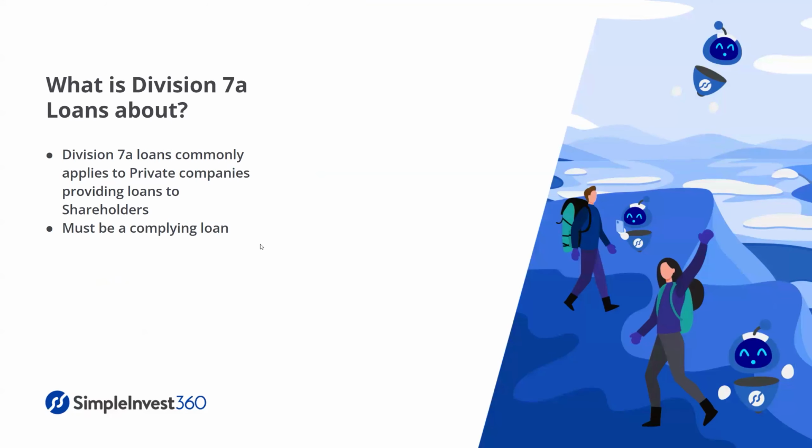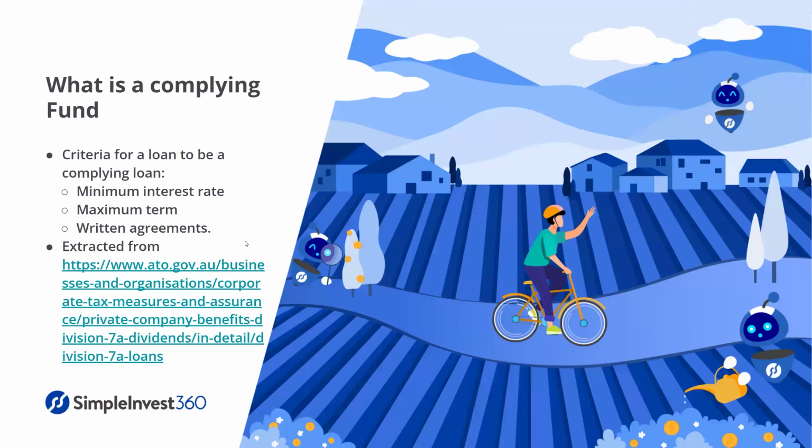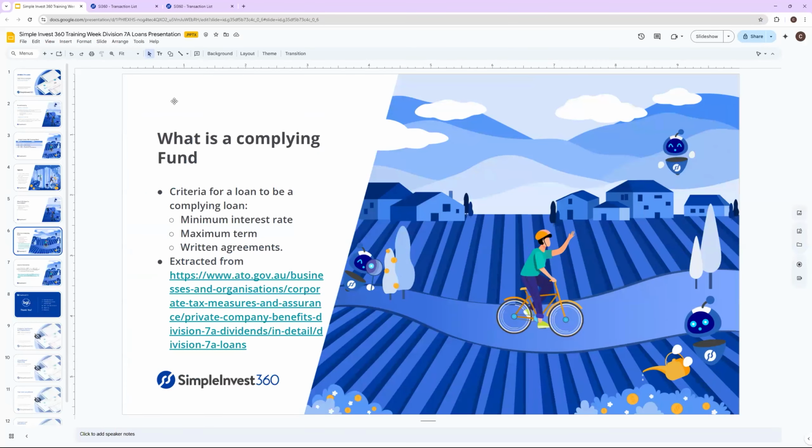But first, what is Division 7A loans about? It's basically just private companies providing loans to their shareholders and how you must account for it. So, as it says there in the top point, it must be a complying loan. What is a complying loan? There must be a minimum interest rate, there must be a maximum term set, and it must be in a written agreement. But now that we've quickly gone over that, we'll jump straight into the software.